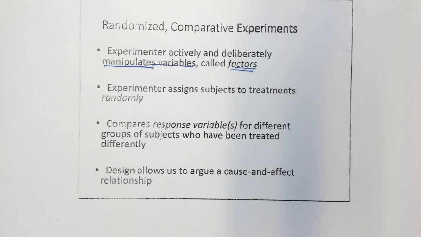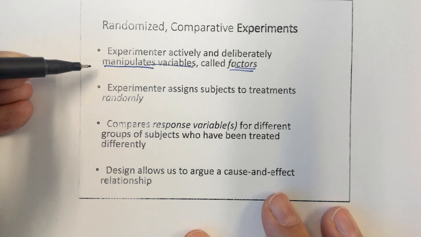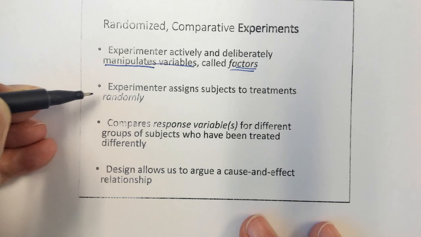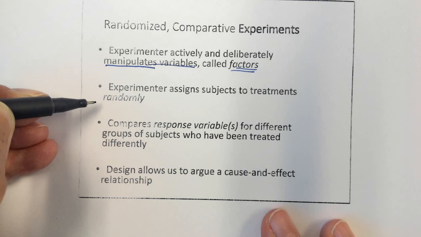Variable is the generic word. Factors are specific to experimentation. So if I pick a bunch of older women and I want to divide them into two groups and give one group vitamin B12 supplements and not give the other group vitamin B12 supplements, then I'm actively and deliberately manipulating that variable, okay? That factor called vitamin B12 supplements. And when that happens, I'm now in experimenter mode. I'm not just observing anymore. I'm controlling things.